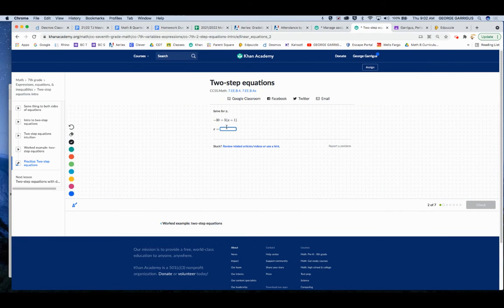And I'm going to go ahead and type it in here. Negative 29 divided by 5. And now I'm going to hit check. And oh no, darn it, not quite. I need to get some help.